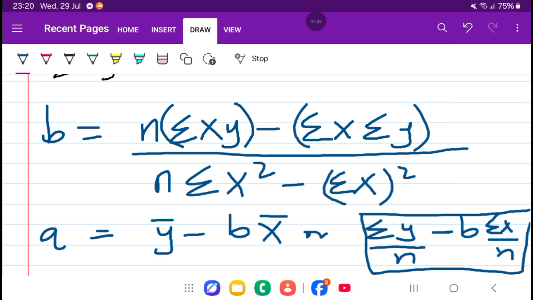So we do it the same way we did with the correlation. We get our x, y, and then we get x squared. We also get summation x and summation y. Then we substitute in the formulas, we get the other values, and then we substitute in those equations to give us the values.